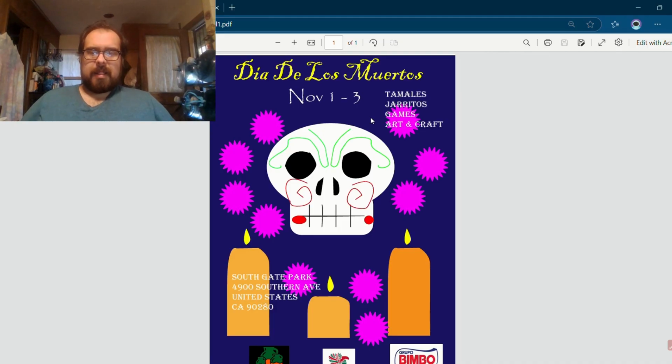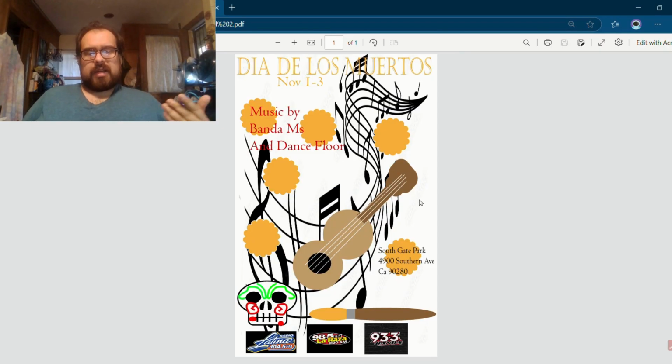Now that I've covered that, let's look at the second event poster, which is focused on music for Dia de los Muertos. Dia de los Muertos has music to it too, which helps the tradition continue onwards.